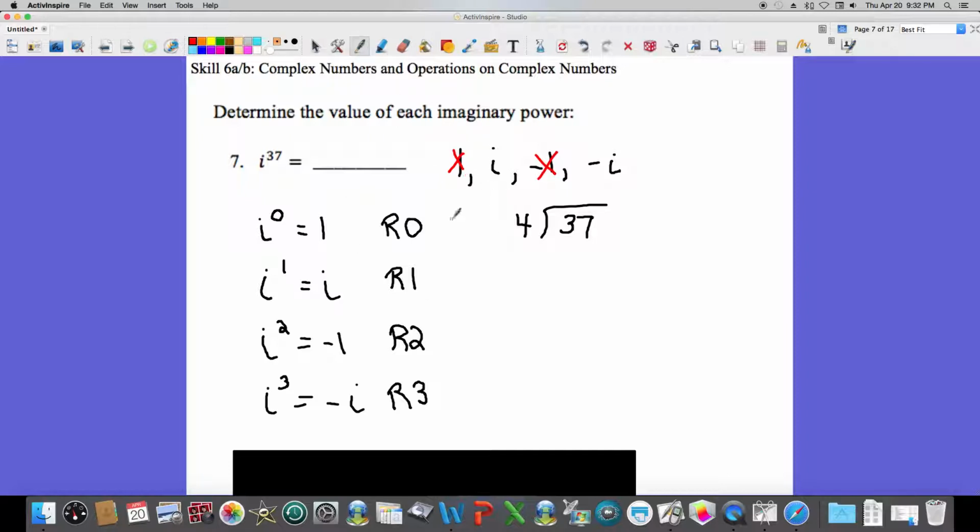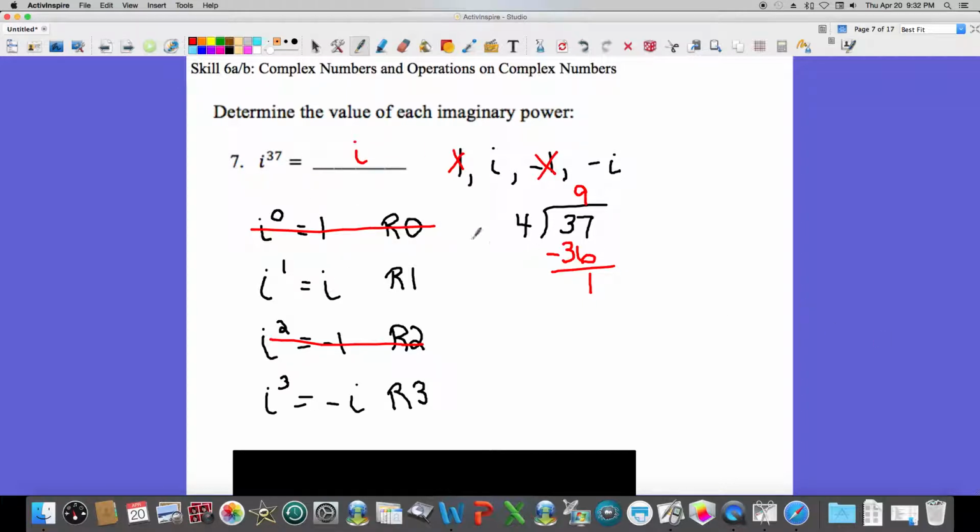We will not see a remainder of 0. We will not see a remainder of 2. All right, 4 times 9 is 36, and 37 minus 36 is 1. We have a remainder of 1. I to the 37th power will reduce to just I.